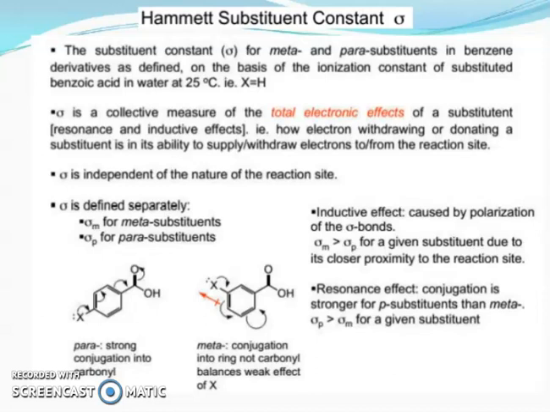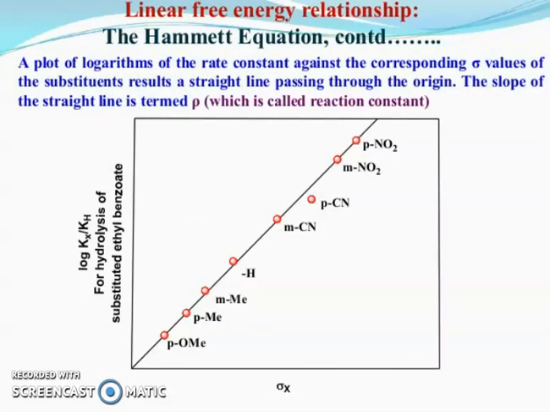Resonance effect, conjugation, is stronger for para substituents than meta, so sigma p is greater than sigma m for a given substituent. So there is strong conjugation into carbonyls, while conjugation into the ring but not the carbonyl gives a weak effect of X. You can see this in this book.